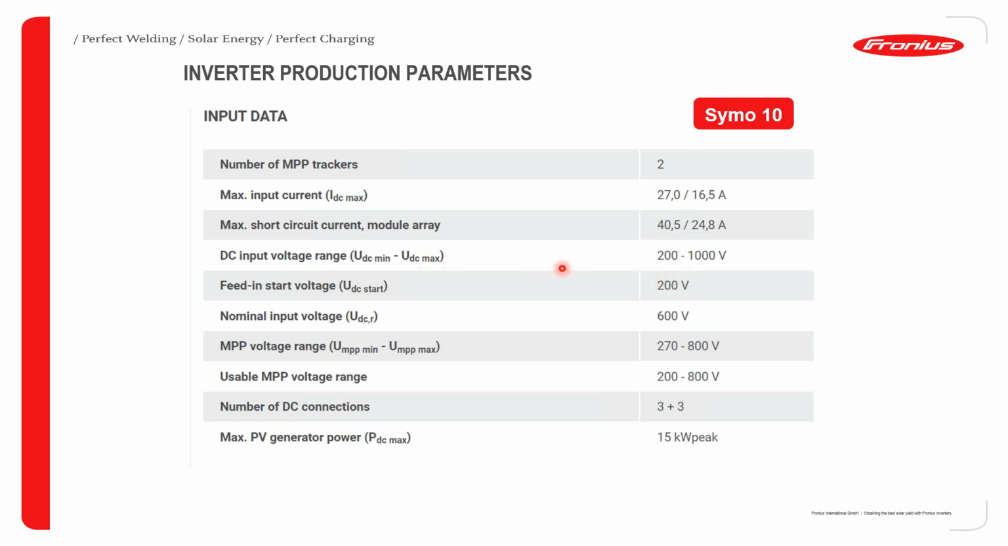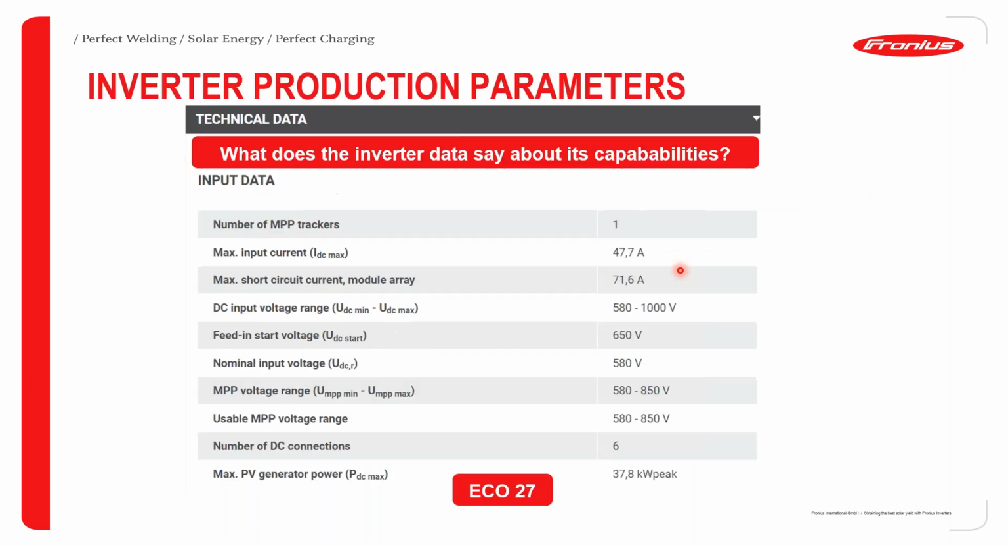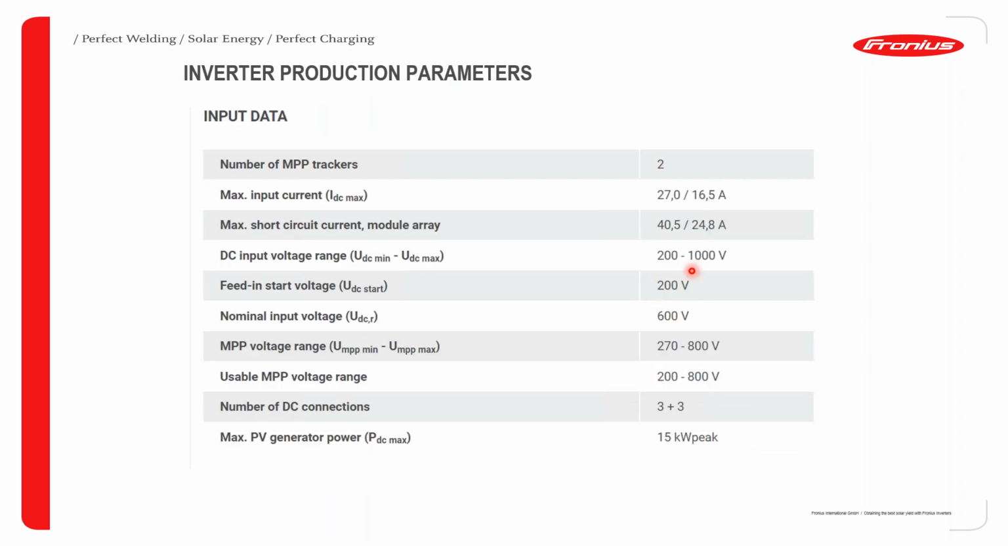Visibly, you can see that its input voltage range as compared to that of the Eco is pretty obviously different. The voltage window here is quite wide, and I'm going to be talking more about the reason why it is so. So here we have 200 to 1000 volts. Feeding start is 200 volts. Nominal voltage is 600 volts.